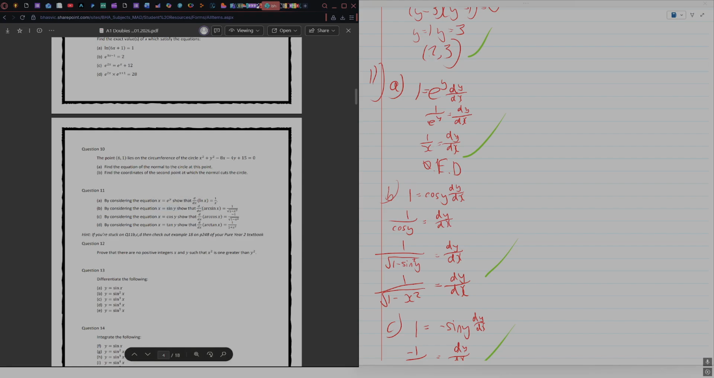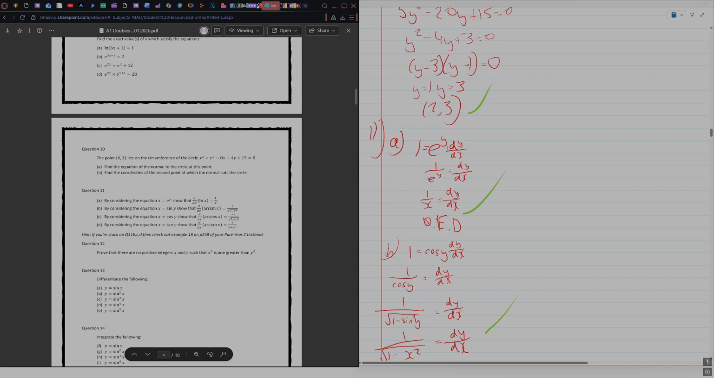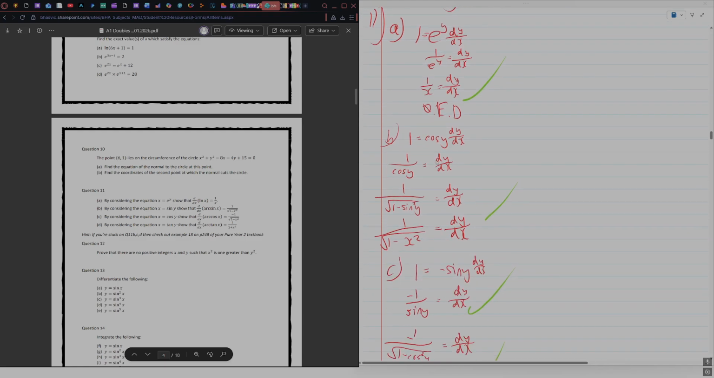They won't say prove that d over dx arc sine equals that. They'll say given that x equals sine y, show that dy by dx equals this. They won't tell you to find the derivative of arc sine. But for these, you just do implicit differentiation. So for part A, differentiate, rearrange, and then it always involves some sort of substituting your answer back in. So here it's 1 over e to the y, but e to the y we already defined earlier as x, so you can just substitute that in.